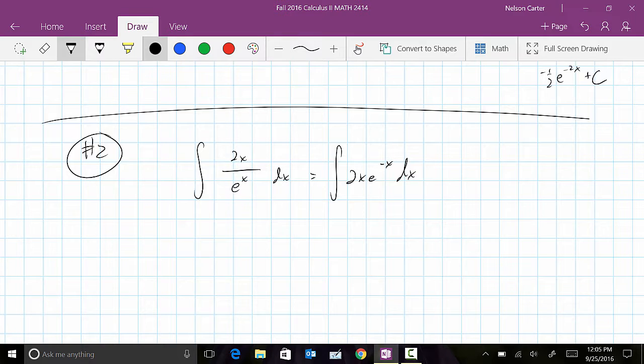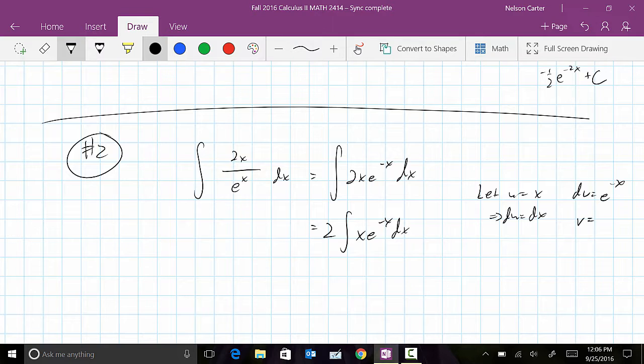Yeah. So then what I would do is you could pull the 2 out, and then you could let u equal x. That would imply that du is dx, but then dv is e to the power negative x. v is going to be negative e to the power negative x plus a constant, but you don't have to write it there.